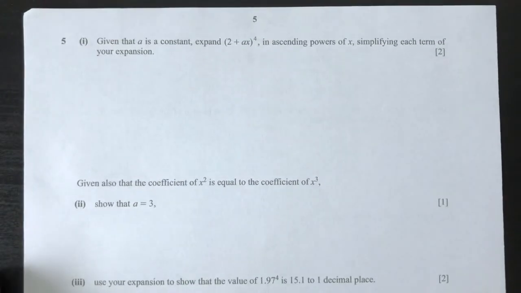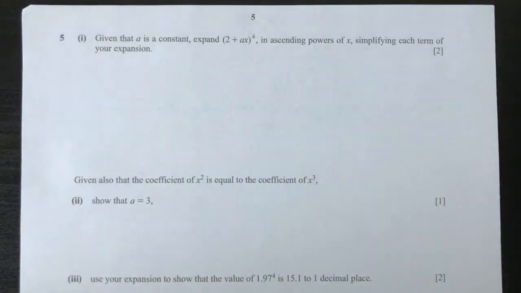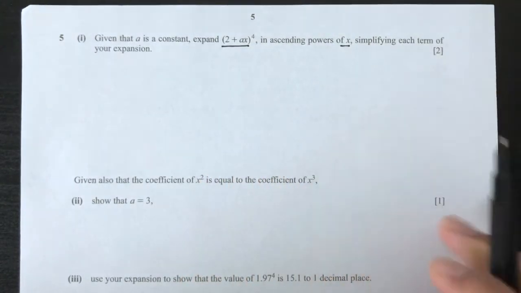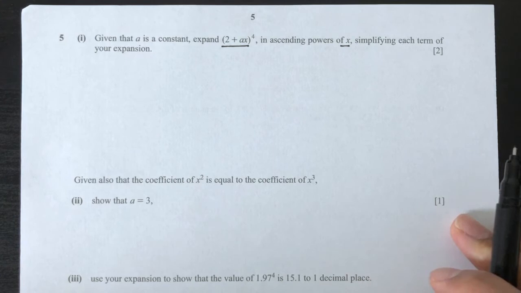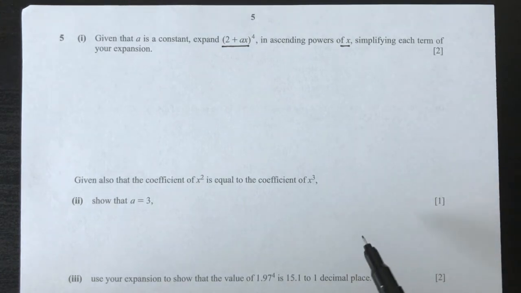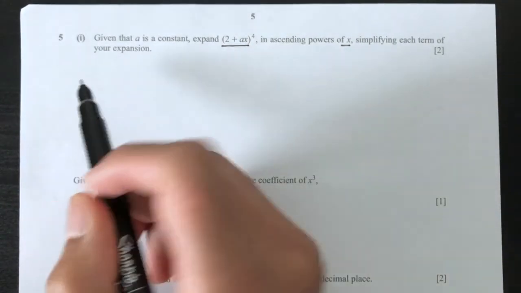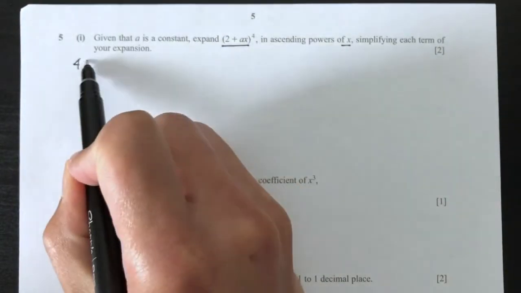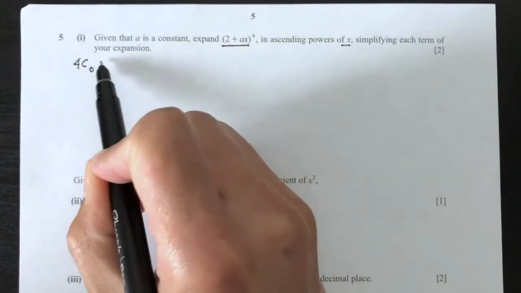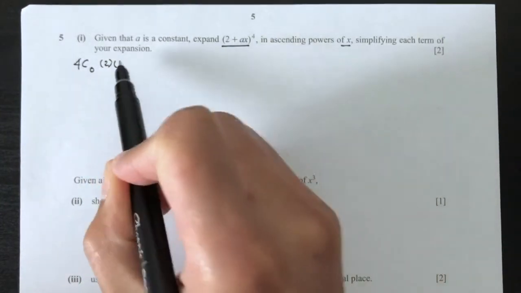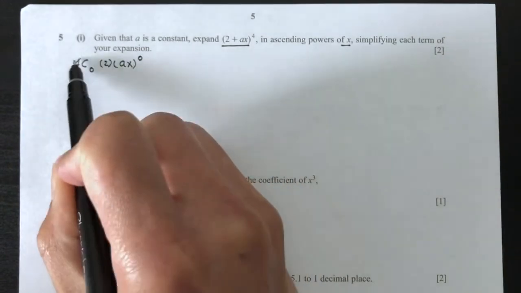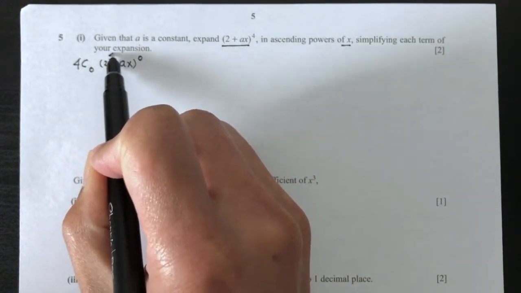Let's move on to question number 5. Given that a is a constant, and we have to expand this one in ascending powers of x, simplifying each term of your expansion. Now, step by step. So let's do this. So first term will be 4 choose 0, because the power is 4, and here we have 2, and here we have ax. This has to be 0, and 4 minus 0 is 4, that has to be 4.